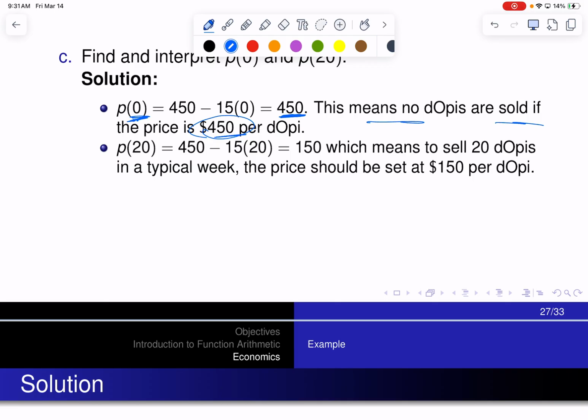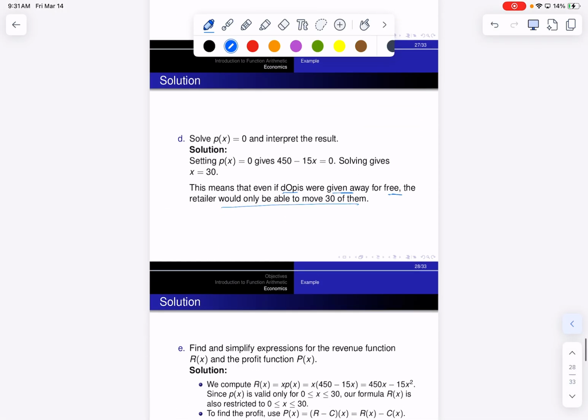This is not how many you produce. This is like price is based on how many you sell. So if you sold 0 dopies, the price was too high. If you want to move 20 of them, sell them for $150. If you want to move 30 of them, you got to give them away. Okay? So that's kind of what this means.